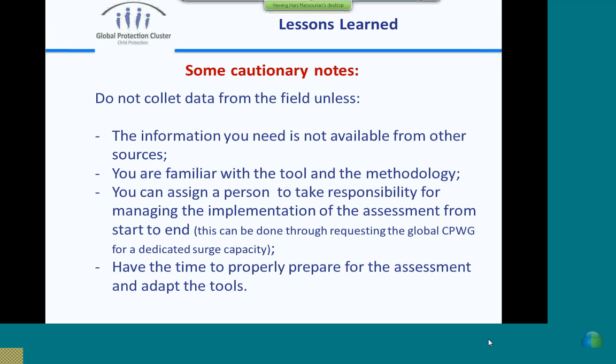And last but not least, some cautionary notes. If you're not familiar with the methodology, or if you don't have time to plan properly for the assessment, it's often better not to do an assessment than to do a mediocre job. So if you have the time to properly prepare for the assessment, please do use this tool. It's available for everyone's use, and we are there to support you.